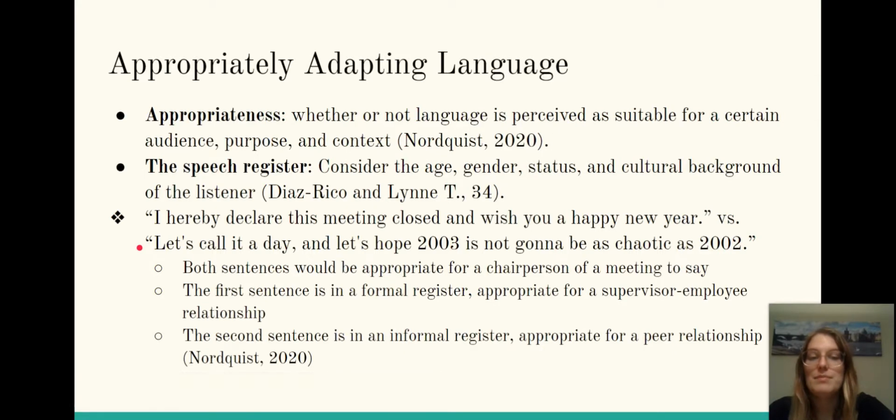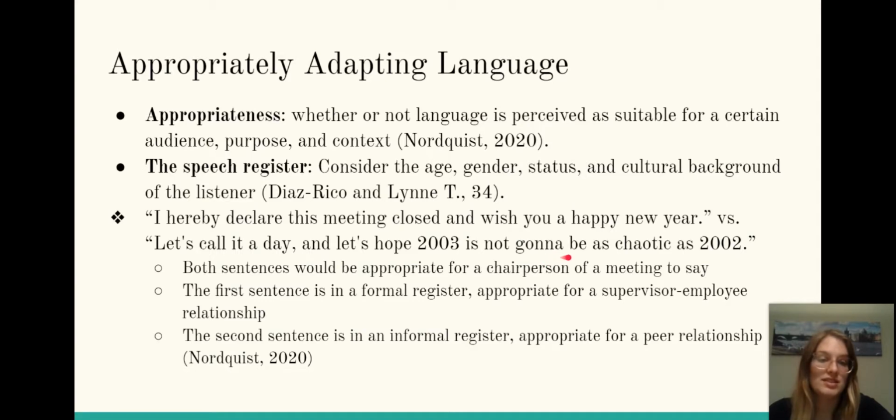The second one, though, is a lot more informal. So maybe peers are having an informal meeting about a project, and someone says, "Let's call it a day." And that's a very informal way to close a meeting. "Let's hope 2003 is not gonna." This would not be formally correct in grammar. "Gonna" would not be a formally sound word grammatically for this sentence, but it is in this context because it's an informal speech register.